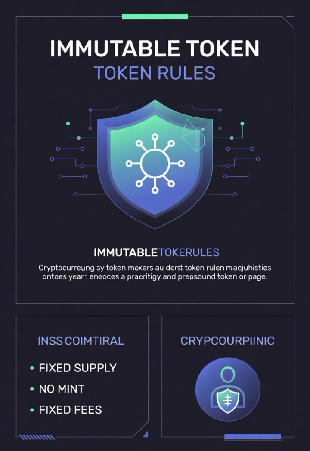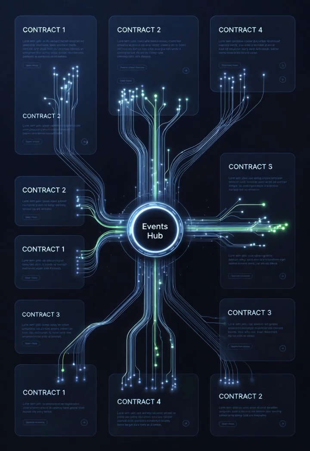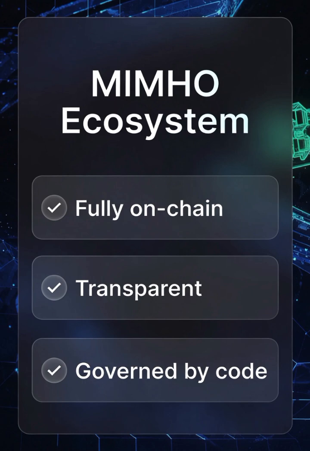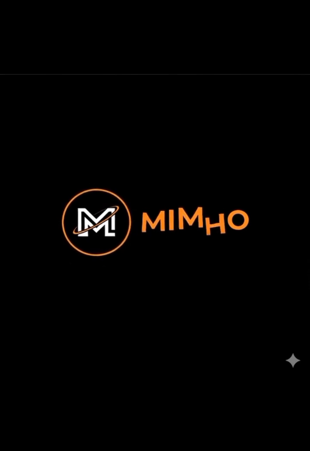Video 1 closing. This was the complete fund flow of the MIMHO ecosystem, from the very beginning, before the presale, to the continuous operation of the project. In the next video, we will explain the brain of the ecosystem, the registry, the events hub, and how all contracts communicate without relying on trust. Everything is public. Everything is on-chain. Everything is verifiable.